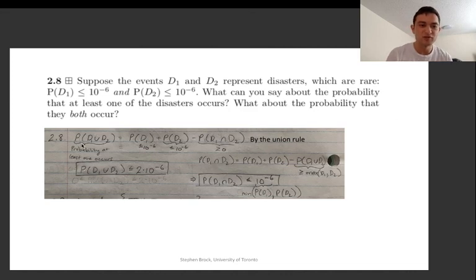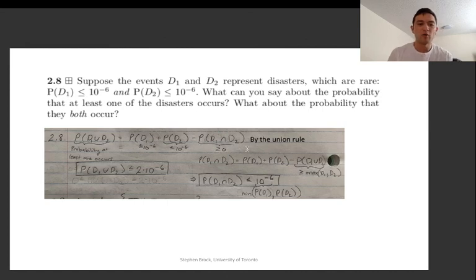So using the union rule, the probability at least one occurs is equal to the probability of D1 plus probability of D2 minus the intersection of both of them. We know that the probability of D1 is less than or equal to 10 to the negative 6. Probability of D2 is less than or equal to 10 to the negative 6. And the only thing we know about the intersection is that it's greater than or equal to 0. We don't really know a whole lot else, at least the question's not giving me any more information.